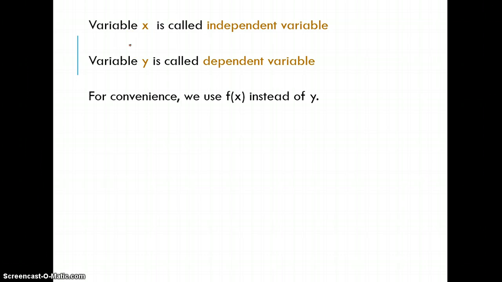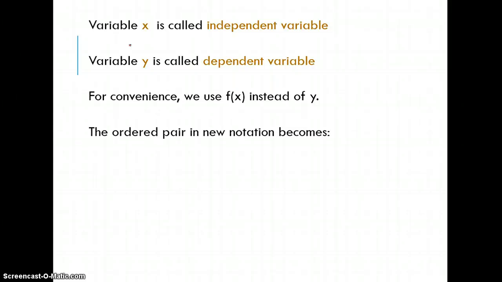For convenience, we use f of x instead of y. So we use the function of x, which equals y, the value that we're going to get for y. So the ordered pair in new notation becomes (x, y) equals (x, f of x). F of x is the result of the equation that we're going to make with that function.